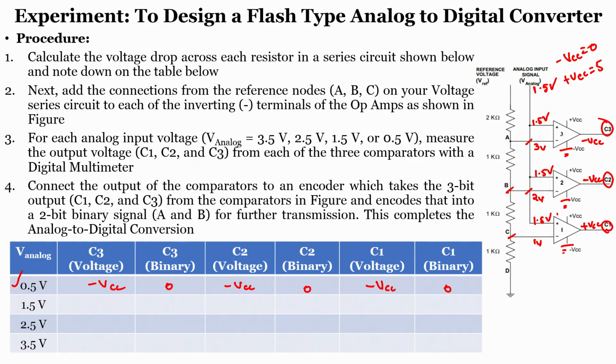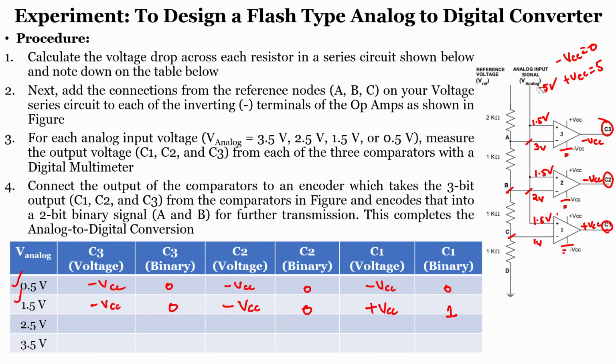So, if the analog input voltage is 1.5 volts, the output from C1 will be 1 in binary, because we considered plus VCC as 5. If you remember the TTL logic, if the input voltage is greater than 2.5 volts, I can say it is high. That is why 1. So, the output C1 voltage will be plus VCC. The binary value of C2 is minus VCC, which is nothing but 0. Similarly, even this is 0 and this is minus VCC.